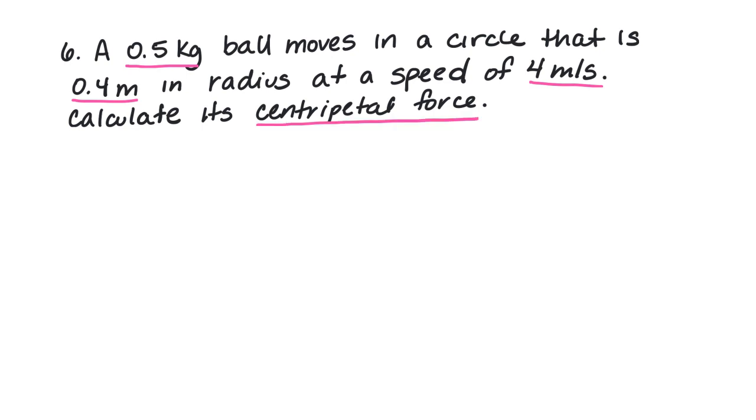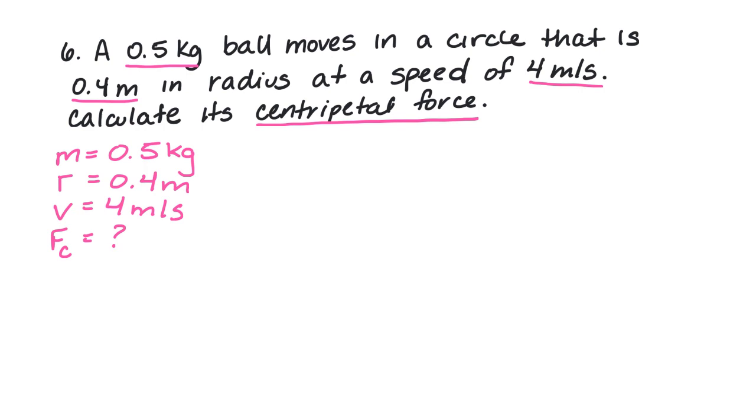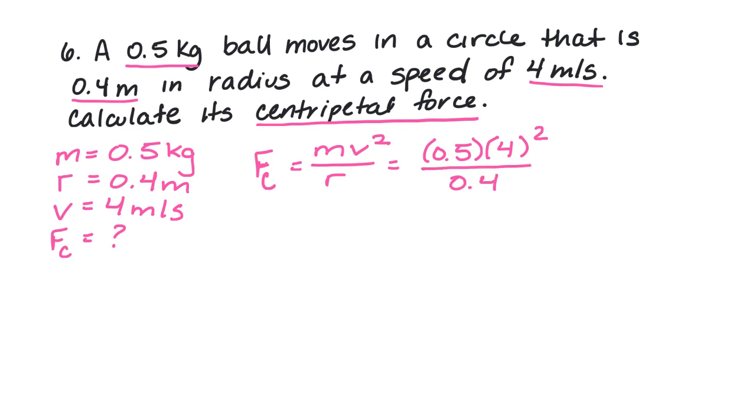So in this case, we know the mass of 0.5 kilograms, we know the radius of 0.4 meters, and we know the velocity of 4 meters per second. And we're looking for centripetal force. So here's our formula. Centripetal force is equal to mass times velocity squared divided by the radius. So when we put our numbers in, we're left with 0.5 times 4 squared divided by 0.4. When you put that in your calculator, your answer is 20 newtons.